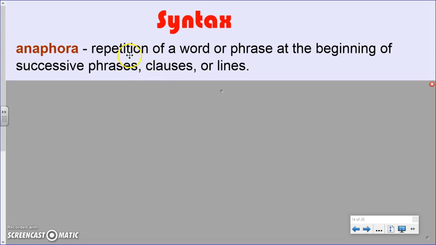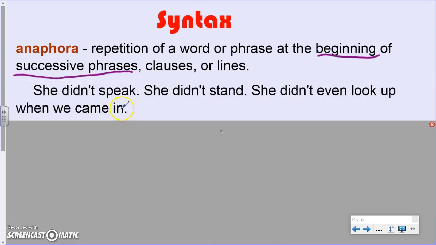Anaphora is the repetition of a word or phrase at the beginning of successive phrases, clauses, or lines. The important aspect is that it's successive and it's always the beginning. So these have to go right at the beginning of a phrase and keep going in a row until it's over. Looking at this example: she didn't speak, she didn't stand, she didn't even look up when she came in. Yes, there are periods here, but because these are beginnings and these are successive, it counts as anaphora. So the "she didn't" would be underlined and labeled as an anaphora.